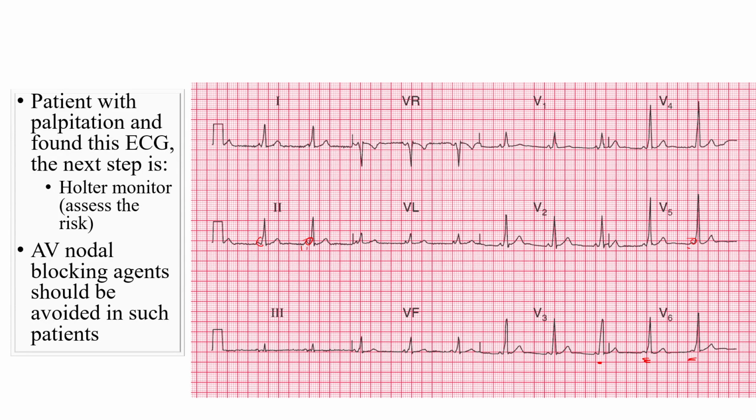So what's the next step for this patient? What should I do if he presents with palpitation and you find this ECG? The next step is to go for a Holter monitor. I should put a Holter monitor on this patient in order to see if there is any atrial fibrillation. Does this patient develop runs of atrial fibrillation on the Holter or not, and are they present all the time, or just intermittent?